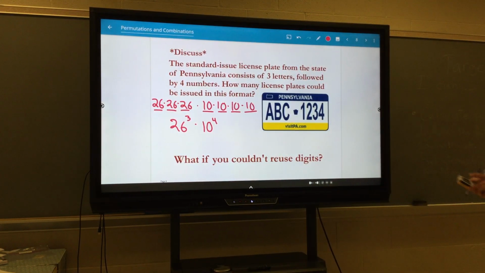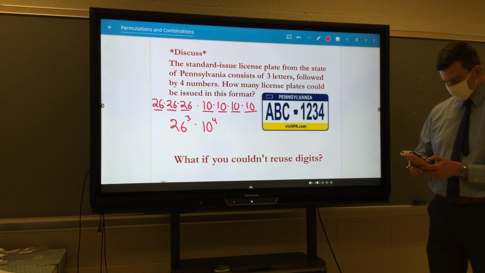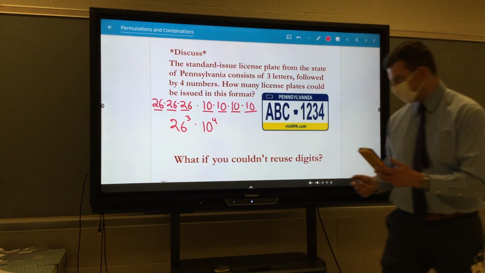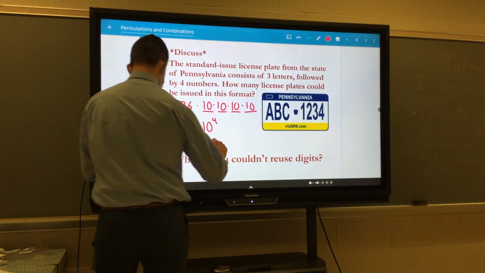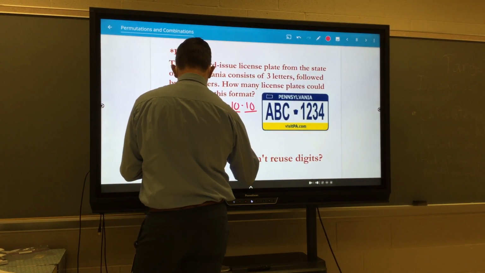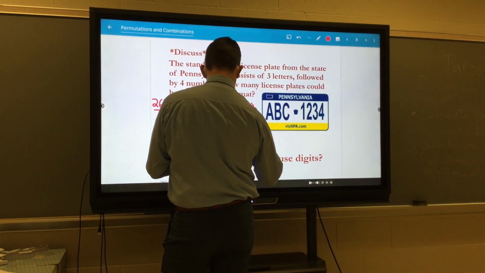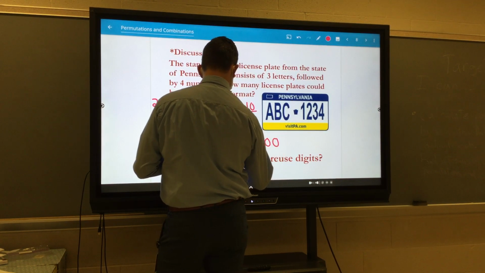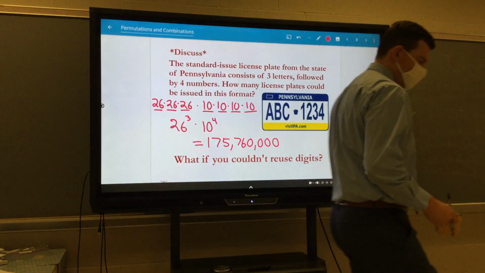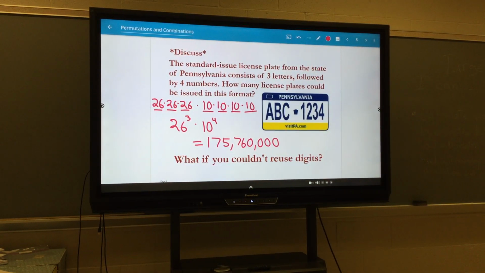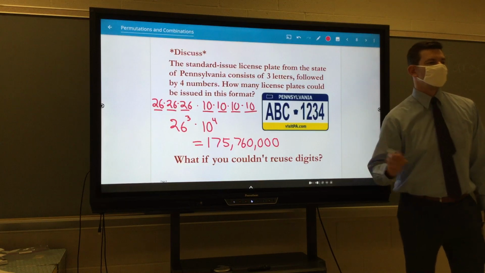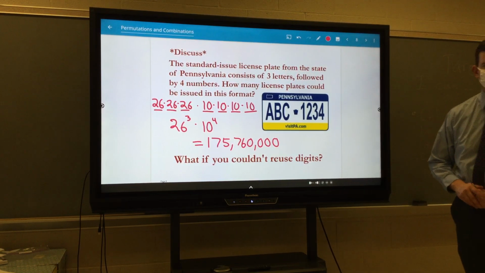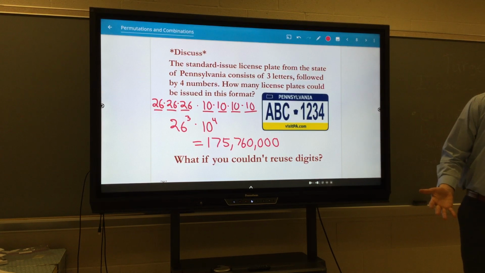And if we multiply this out, 26 cubed times 10 to the 4th, we get a pretty big number. 175,760,000. 175,760,000 different possible license plates could be issued in this format. So that's a pretty big number.